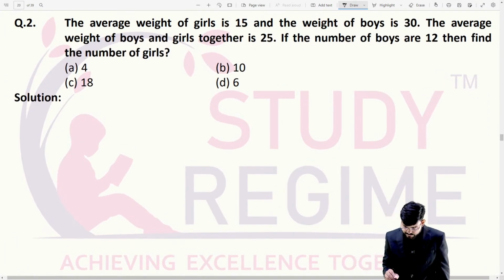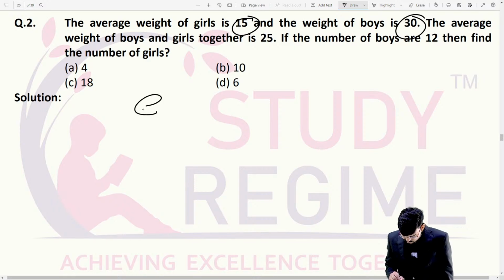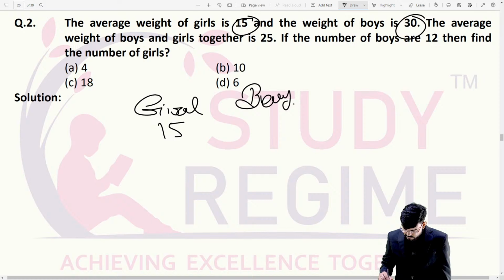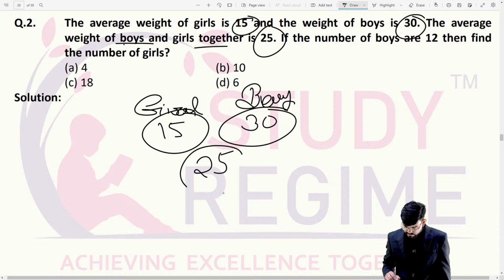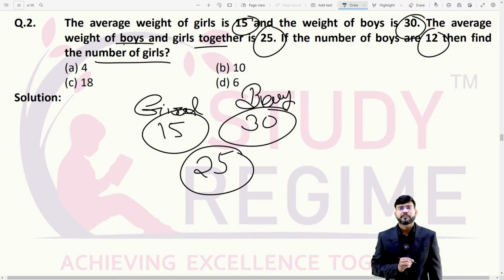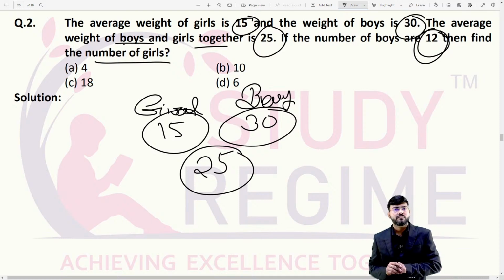The average weight of girls is 15 and the average weight of boys is 30. Write it down. The average weight of boys and girls together is 25. So the first quantity is 15, the other quantity is 30, and the mixture you will get as 25. If the number of boys is 12, then you have to find the number of girls. Very easy.